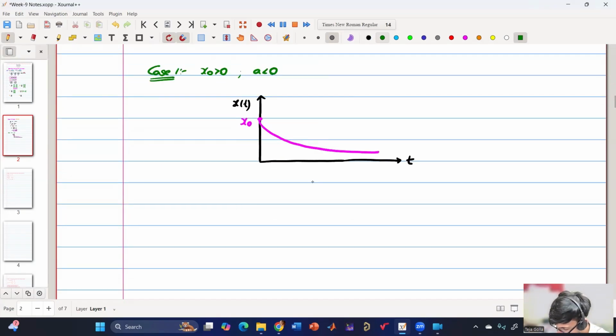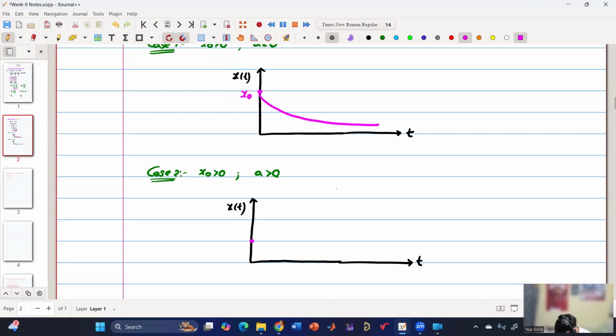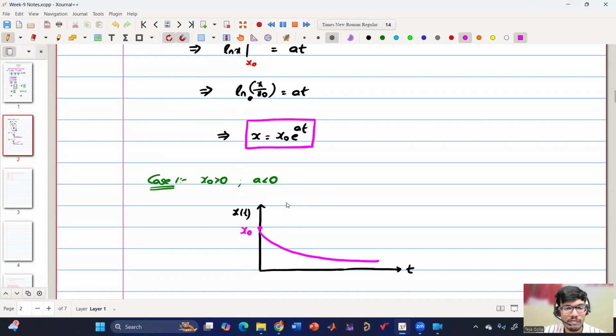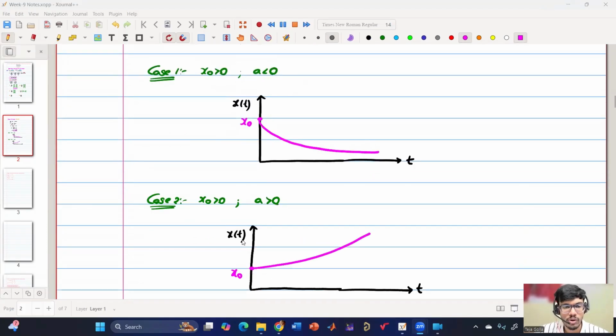Now let us consider another case, case 2, where we have x naught positive and a is also positive. It will exponentially increase rather than decreasing like case 1. So we have time t here and x of t here, starting from x naught. It is exponentially increasing because a is positive, so the value will keep on increasing, whereas in the first case where a is negative, it will keep on decreasing. So x of t will decay with time and tend to 0, and x of t here will keep on increasing and tend to infinity.